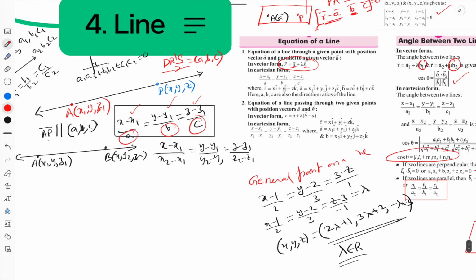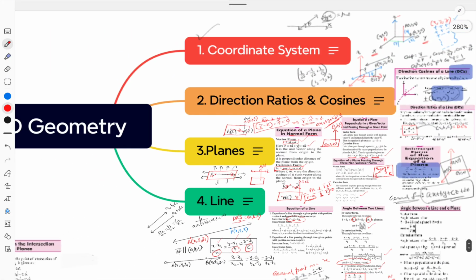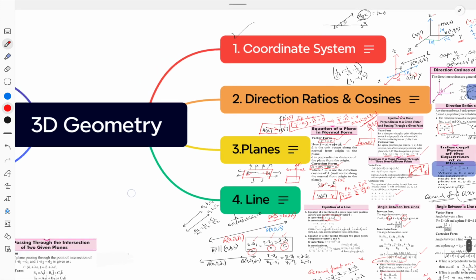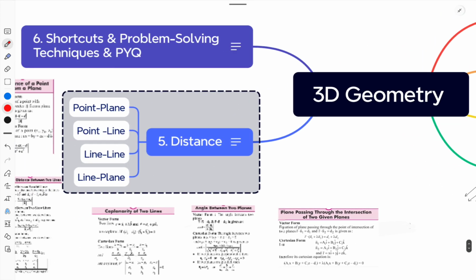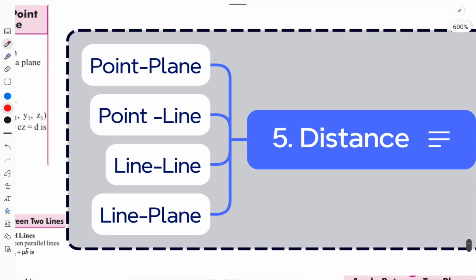Now come to the application part. These are all descriptions about different things in the 3D zone: coordinate system, direction ratios, planes, lines. Now the questions will be asked like this. The questions may be targeting the discussion between a point and a plane, or a point and a line, or a line and a line, or a line and a plane. So one by one let us discuss.